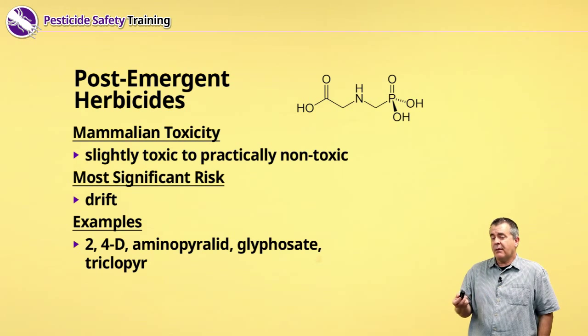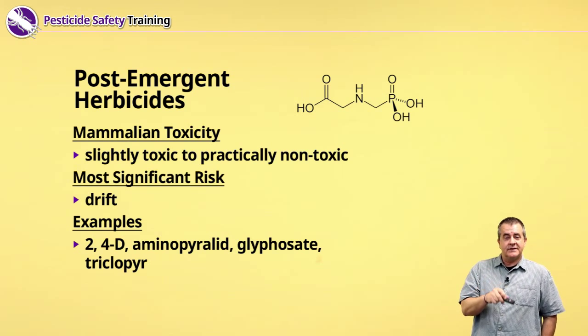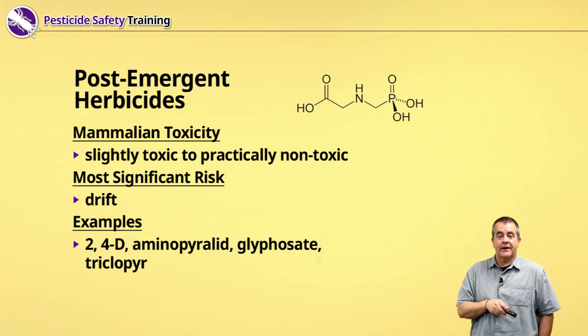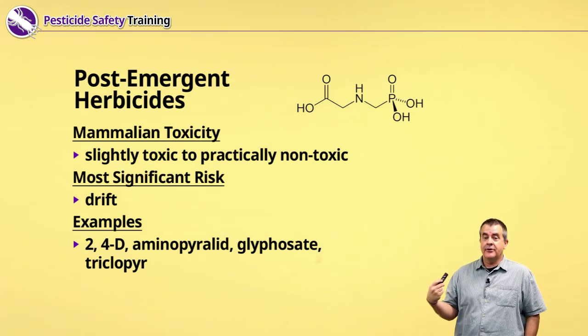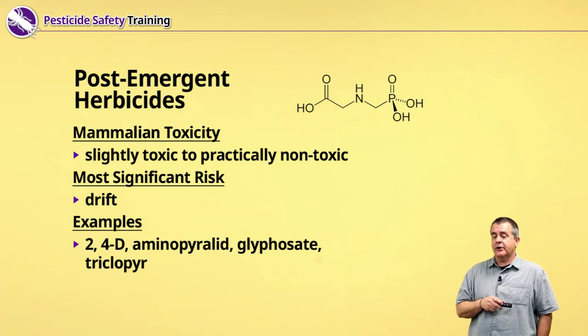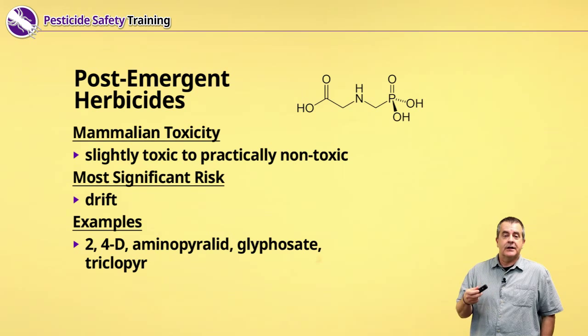Now, probably the most significant risk of the post-emergent herbicides is drift, the movement of the herbicide from the intended target area to non-target areas, particularly if that non-target area involves plants, nearby crops, nearby landscape plants, that type of thing. Now, there are a lot of different post-emergent herbicides. Some examples would be 2,4-D, aminopyralid, glyphosate, and triclopyr.